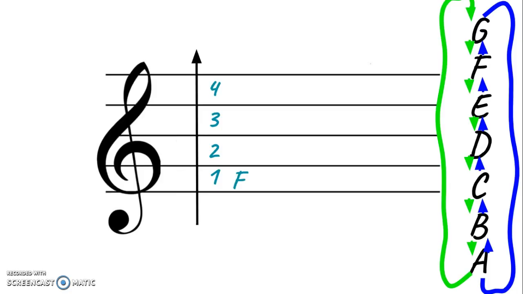It's the one I remember easiest, and it is: FACE in the space, because your spaces spell FACE. FACE in the space. That's your spaces. Now your lines also go from the bottom up. Every Good Boy Does Fine.